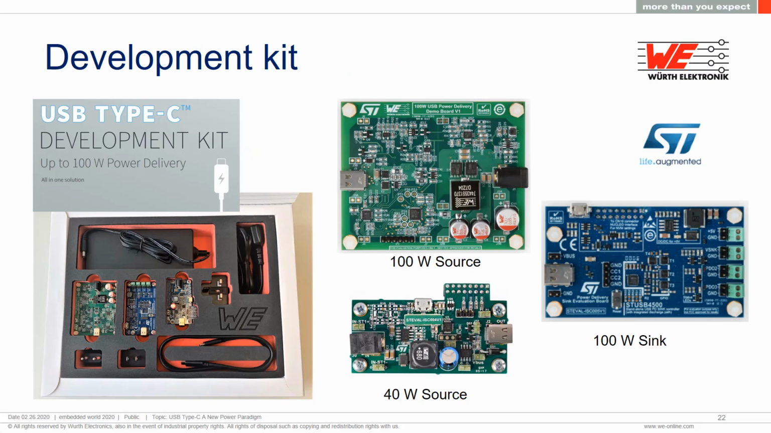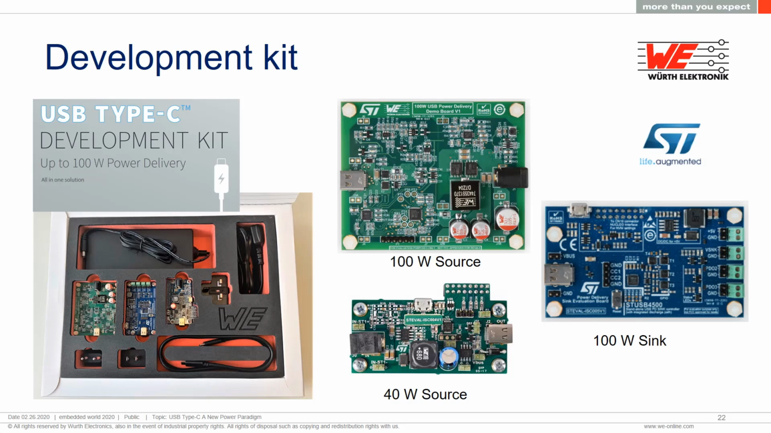Würth Electronics, in a joint collaboration with ST Microelectronics, has this complete USB Type-C power delivery development kit to help users understand, extend, and emulate the whole range of possibilities of USB power delivery. It supports power delivery from source to sink for up to 100 watts and can work seamlessly with existing USB hosts. This development kit contains all the parts you need to experiment with USB Type-C power delivery.